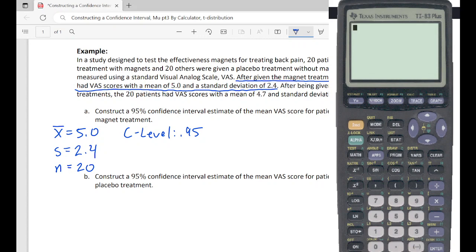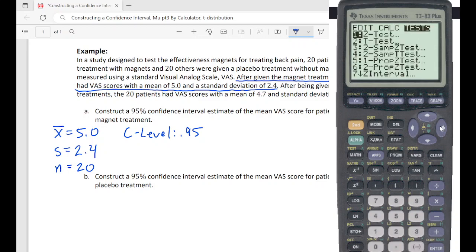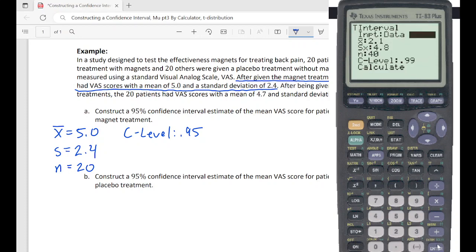So once we got all the information, we're actually just going to bring up our calculator and plug it in. So here's our calculator, and where we go to plug it in is going to be second to tests. And since we do not know the population standard deviation, we do not know sigma, and we're trying to find an interval, we're going to do t interval for this confidence interval. So hit enter, and we're going to put in our statistics. So x bar is going to be 5.0, just type in 5. Our S value is going to be 2.4. Our N is 20. And our confidence level is going to be 95%.